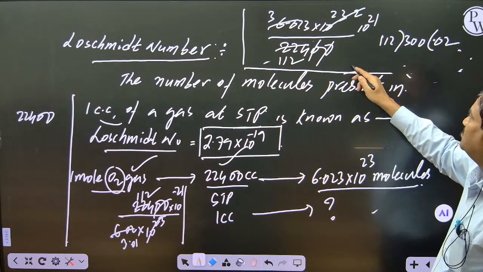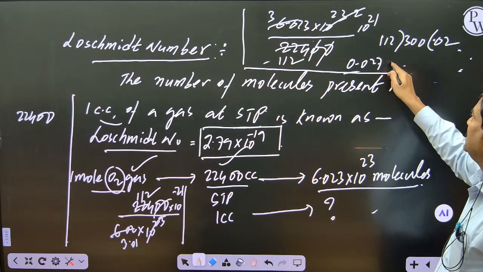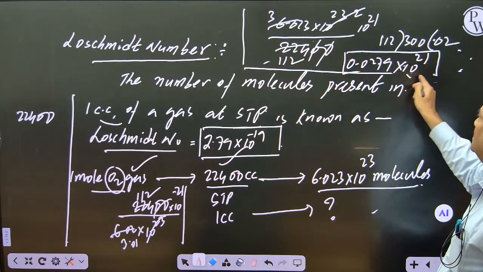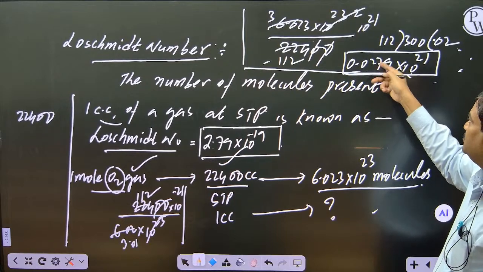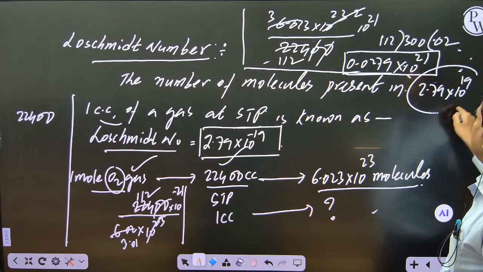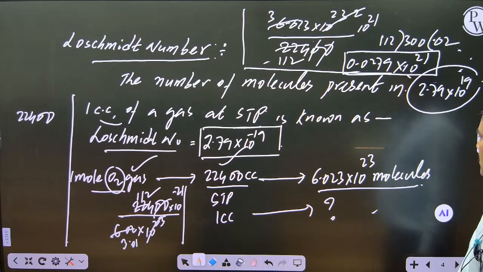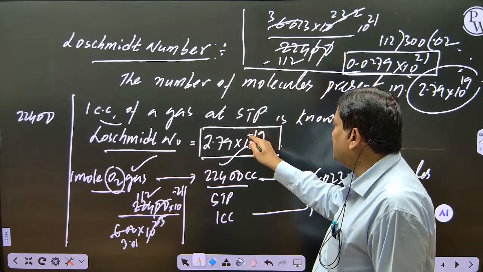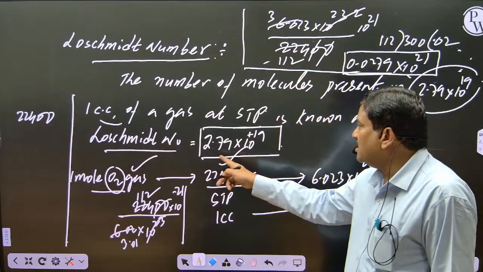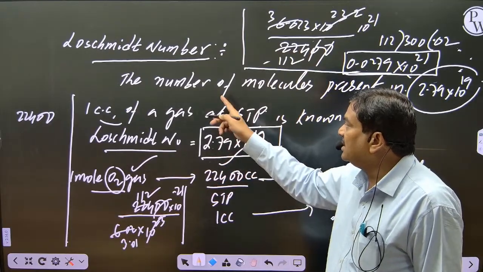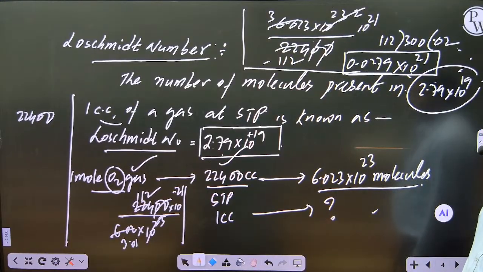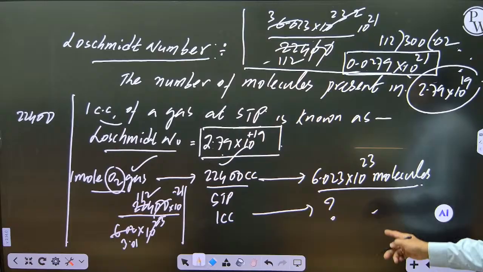So nearly 0.0279 we get, check all of you, into 10 power 21. Or on putting the decimal after 2 digits, we get 2.79 into 10 power 19. It is plus 19. See, 2.79 into 10 power 19. Check all of you whether you got the same answer or not. And this constant number we are calling Loschmidt number. That is the number of molecules present in 1 cc. Understood, all of you? Copy this.